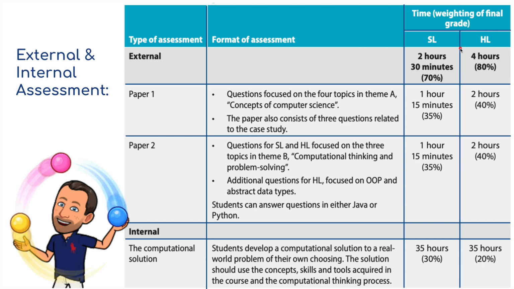Standard level, 2 hours and 30 minutes, paper one and paper two. Higher level, 4 hours. Okay, and then the internal assessment, here we go. Both 35 hours, 30% of the final mark for standard level, 20% of the final mark for higher level. Okay, watch this space, but if you are starting the diploma program in August 2024, then you'll be on the older specification. If you're doing it next year, 2025, then you'll be on the new specification.